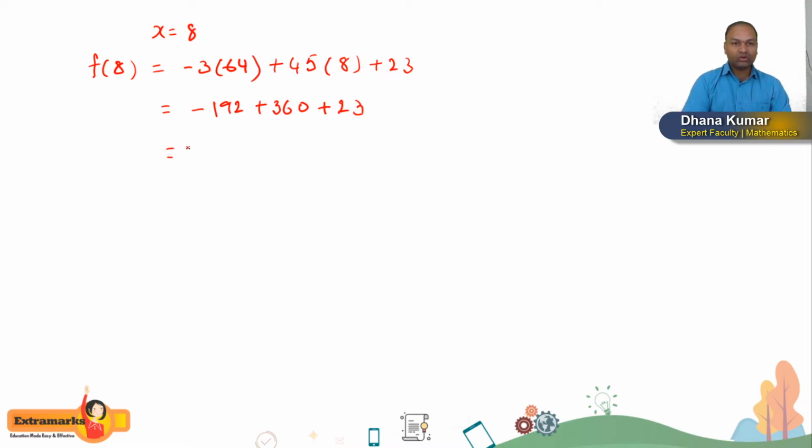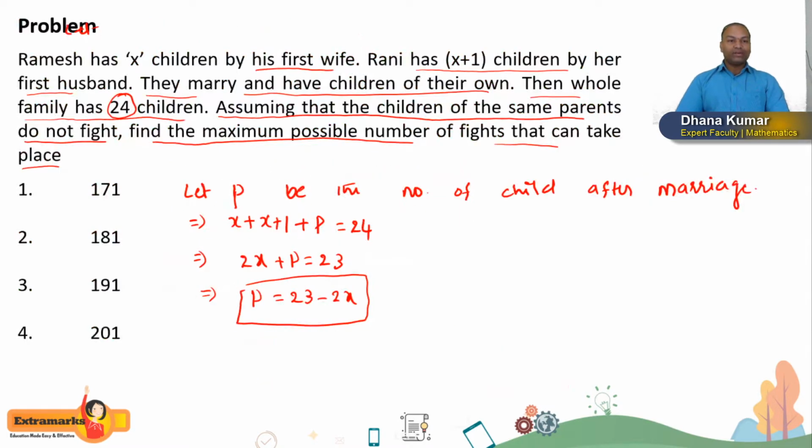So that is equal to how much? Minus 192. Add these two. 360 plus 23, 383. Okay. So 383 minus 192. 3 minus 2, 1. 18 minus 9, 9. And 2 minus 1, 1. So that is equal to 191. Now you check it. Maximum number of fights that can take place is equal to third option, 191 is the answer.